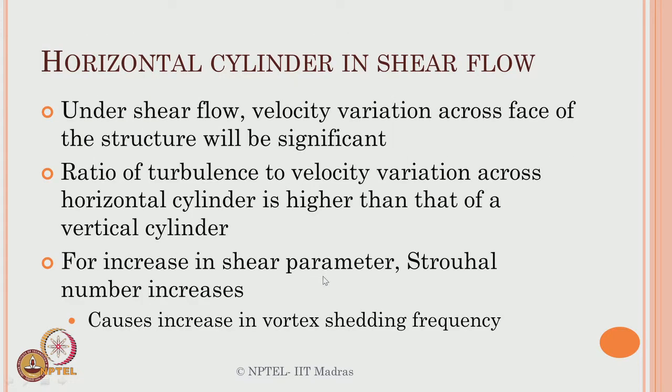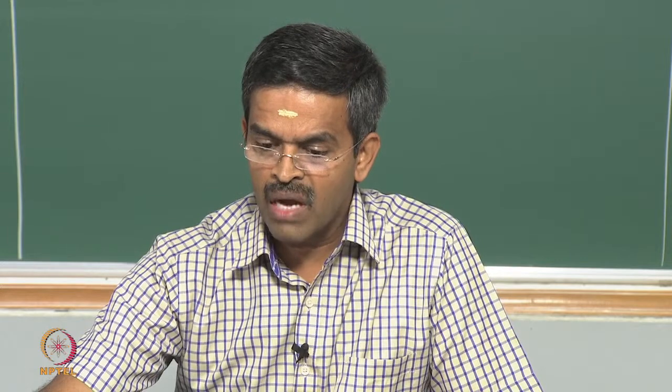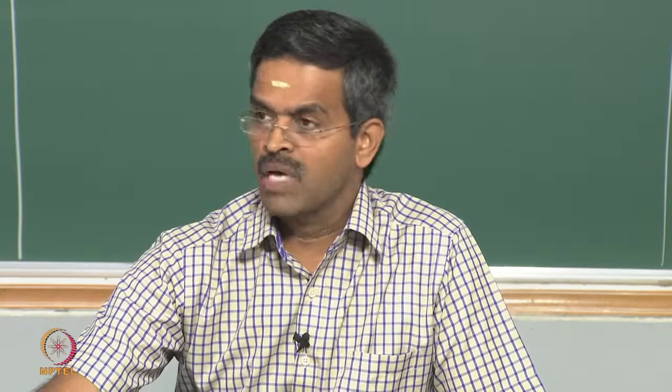Horizontal cylinders, like vertical ones, are also subjected to shear flow. Under shear flow, the velocity variation across the face of the structure becomes significant. The ratio of turbulence to velocity variation across the cylinder is higher than that of a vertical cylinder. So now you see, in a given system like a TLP, where there are column members and pontoon members, one kind of member is having different kinds of shear flow compared to the other.